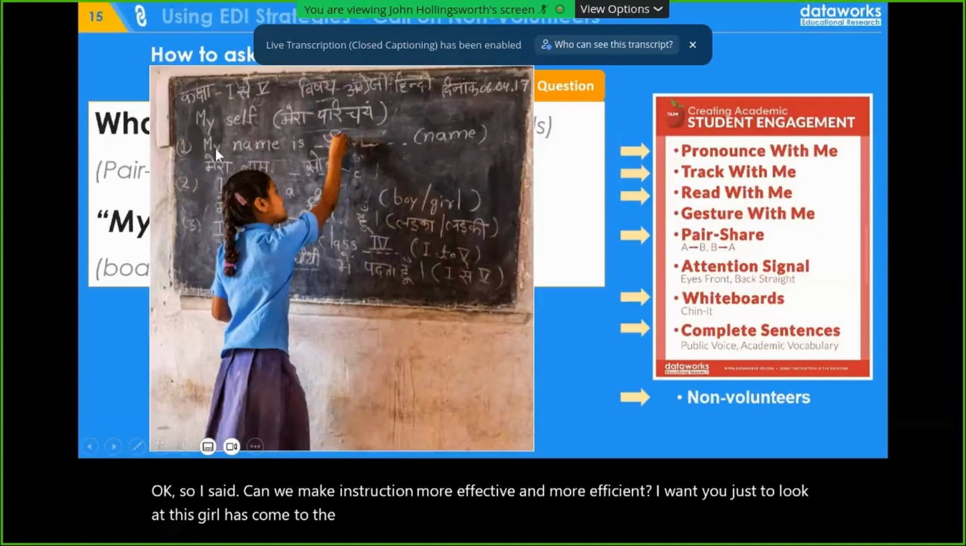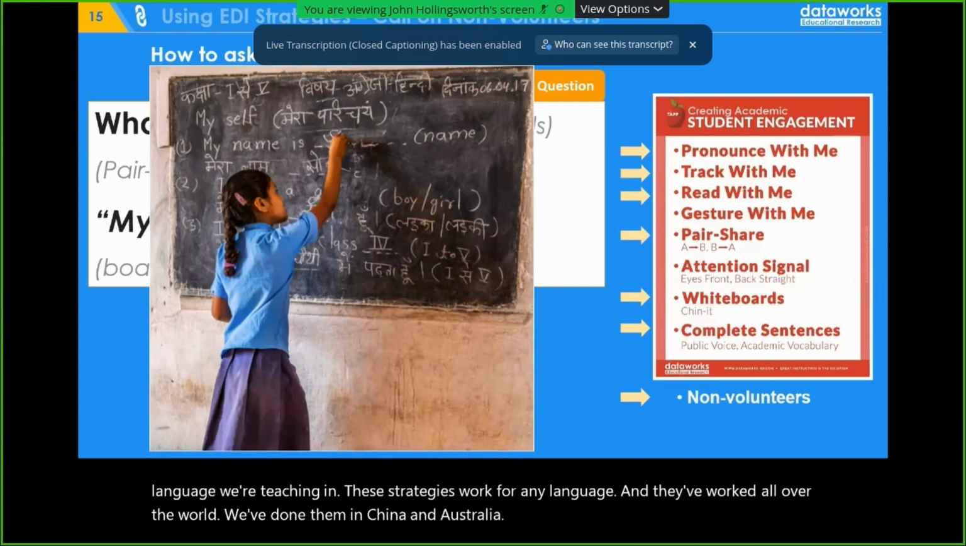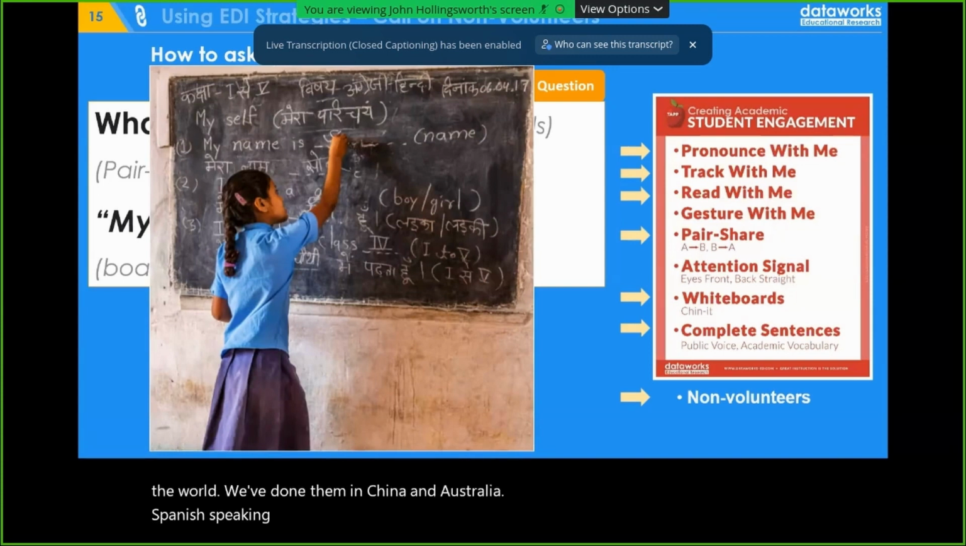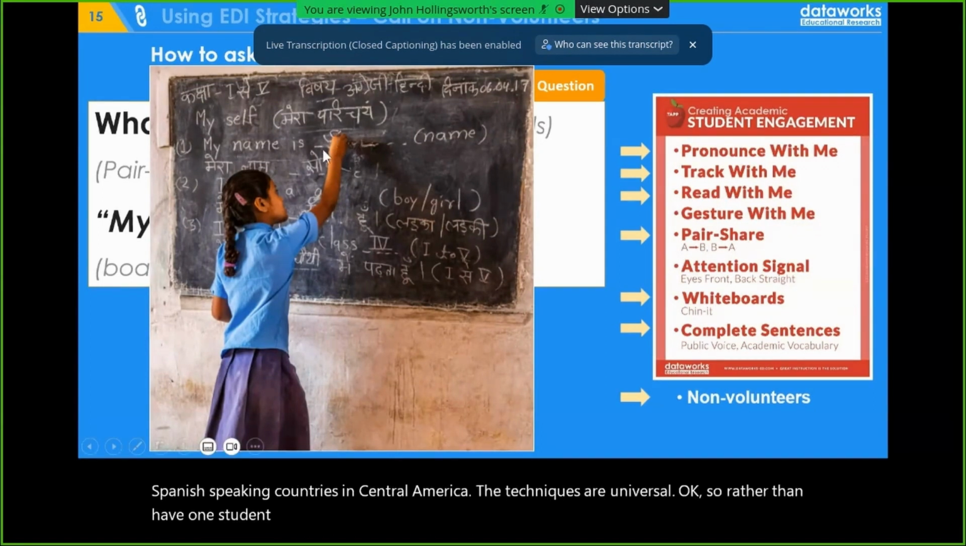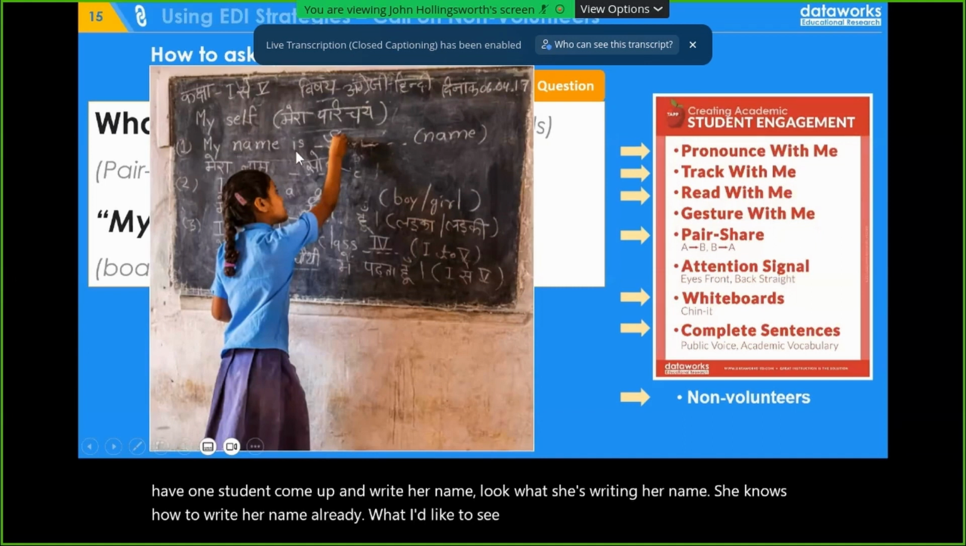Now, I want you just to look at this. This girl has come to the board and she's filling out "my name is." Now, it doesn't matter what language we're teaching in. These strategies work for any language and they've worked all over the world. We've done them in China, in Australia, Spanish-speaking countries in Central America. The techniques are universal.